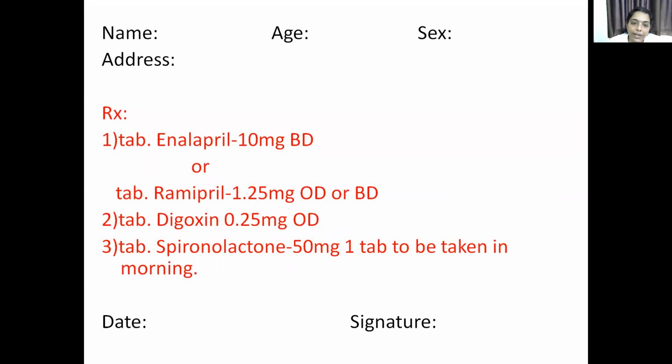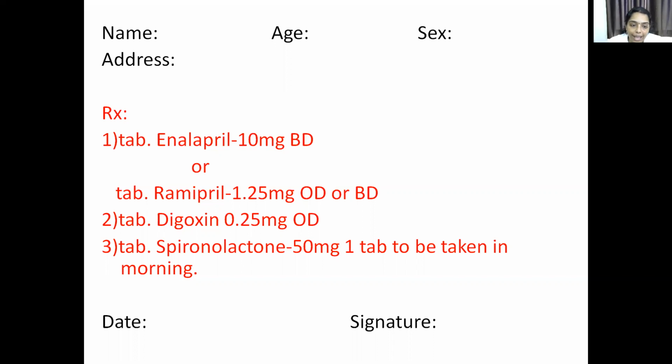So tab enalapril 10 mg BD or tab ramipril 1.25 mg OD or BD. Then tab digoxin 0.25 mg OD. Then tab spironolactone 50 mg, 1 tablet to be taken in the morning. See, now this is the triad which improves the effect in a heart failure patient.